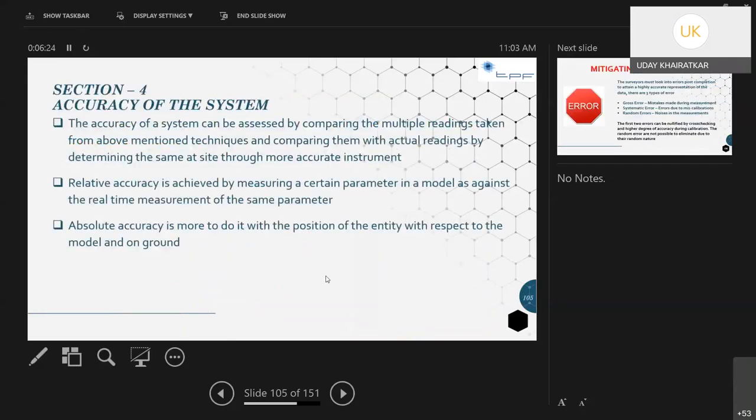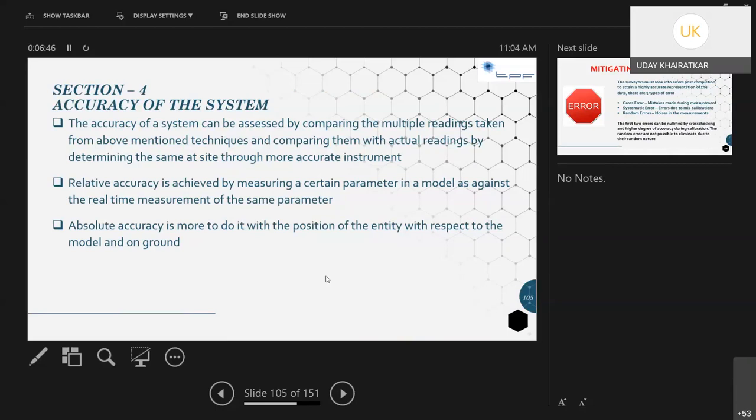Now, the accuracy of a system can be assessed by comparing the multiple readings taken from the above mentioned techniques with the actual reading, determined at site through some accurate instrument. Like we can have a total station survey for a small stretch and then compare the results of the total station survey with those of the LiDAR camera, and we can assess the accuracy of the system.